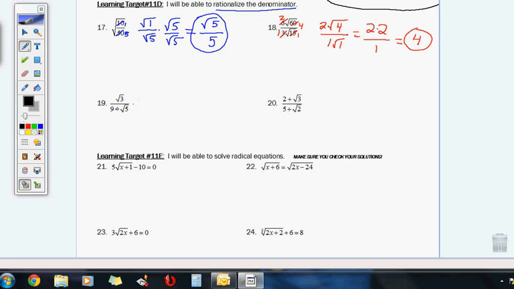All right, looking at this one. Multiply here by what we call the conjugate. Not root 5 over root 5. We've said why in class that doesn't work. So we're going to multiply the top by 9 plus root 5. And then the bottom here by the same thing.